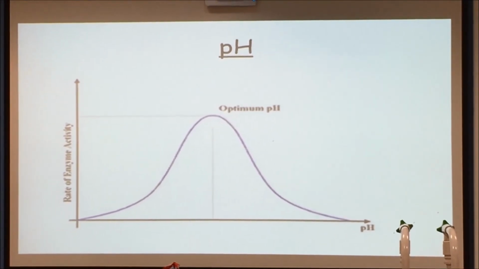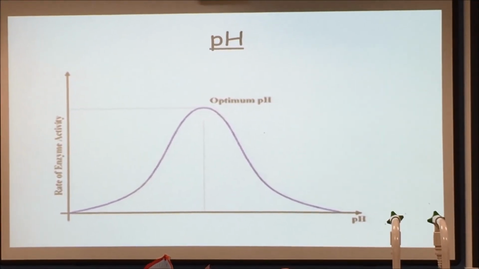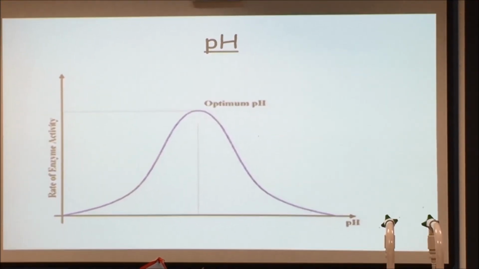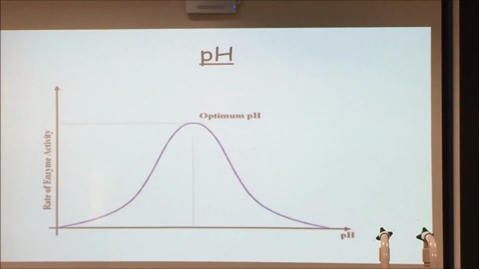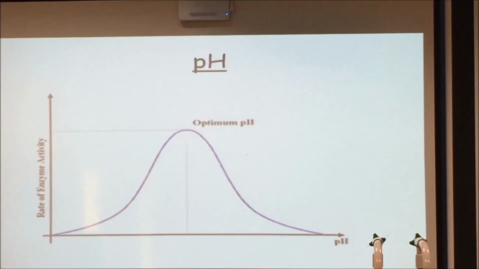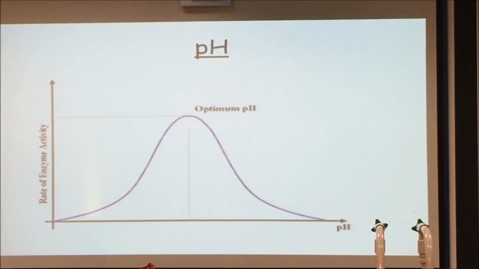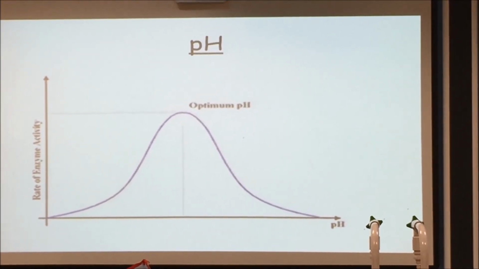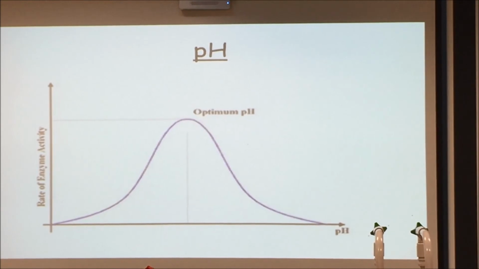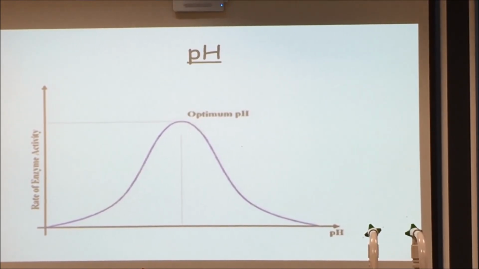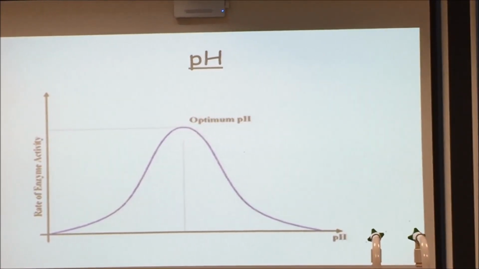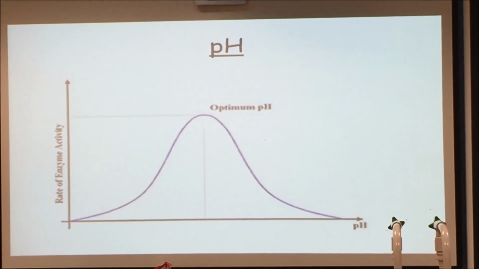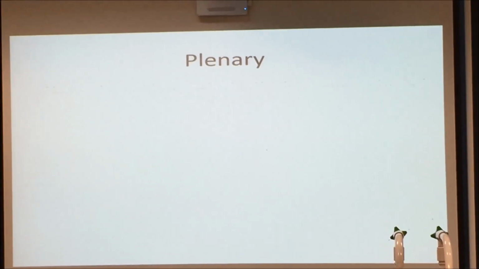pH. Same graph. This time you've got pH along the x-axis instead. So describe what's happening this time. What happens at low pHs? So pH 1 to 5, should we say? What's our rate of enzyme action like? Yeah? Increased. Increasing, good. When we get to about pH 7, stays the same. It's at its optimum, its best. From 7 to 14, decreasing.